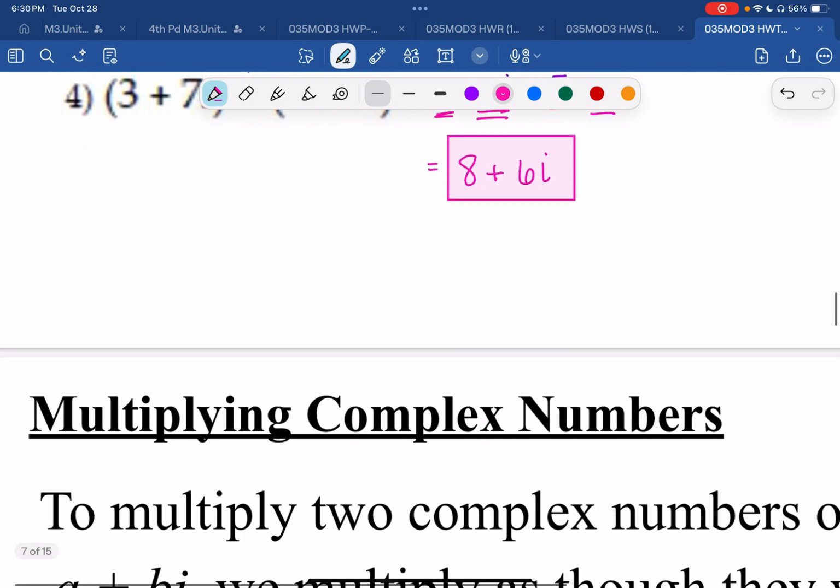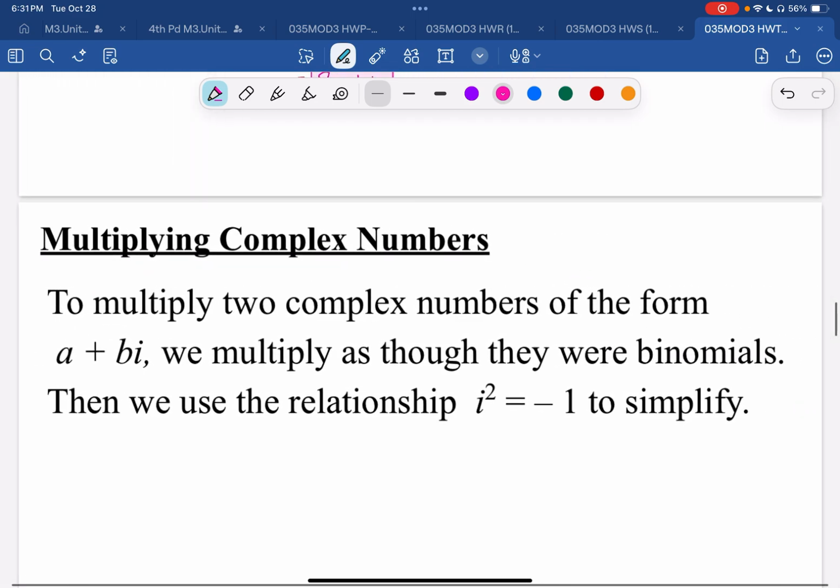Okay. All right, the next thing we want to look at after we talked about adding and subtracting is multiplying. So when we multiply two complex numbers, if they're in the form a plus bi, we need to multiply it just like we're multiplying binomials. That means we're going to need to FOIL. We're going to need to distribute everything. So we're also going to make sure that we use this relationship that i squared is equal to -1.